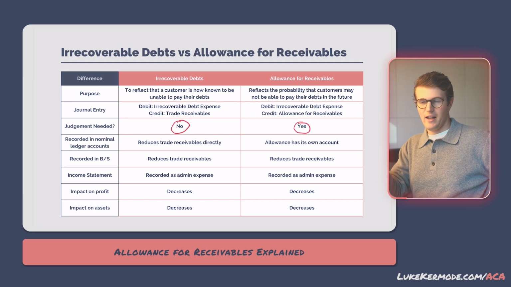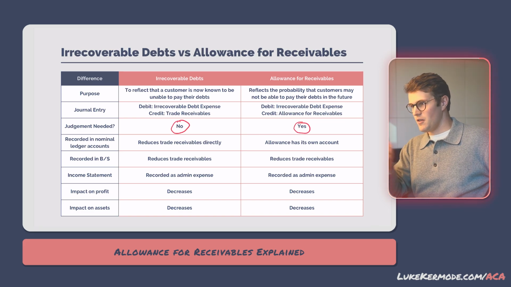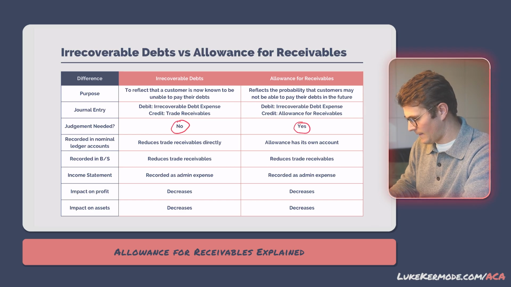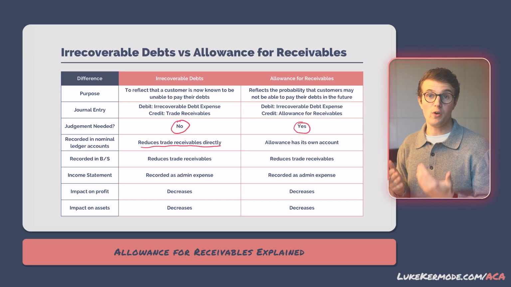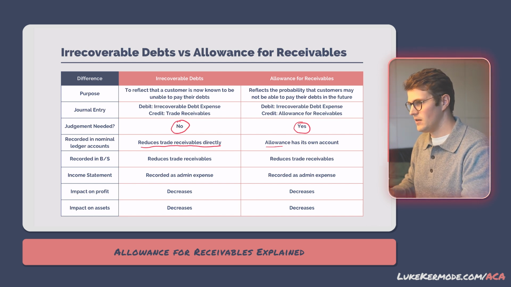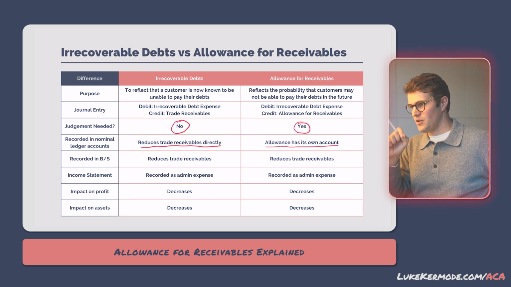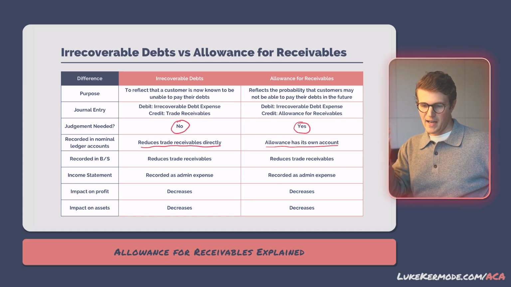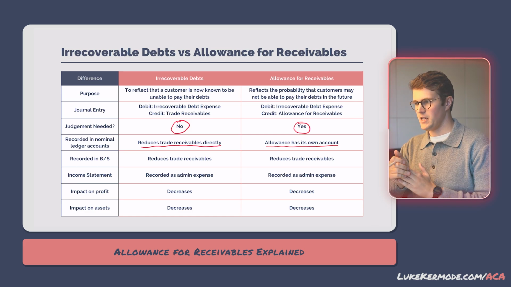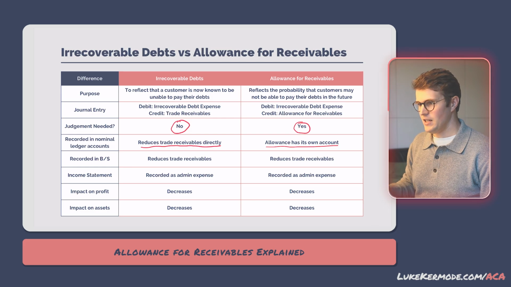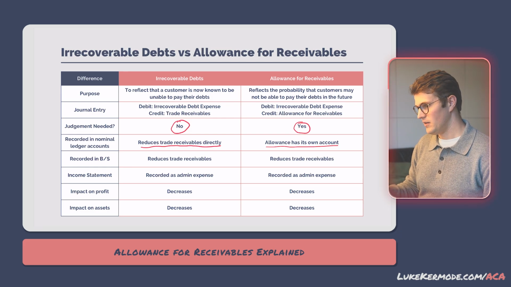So when we record an irrecoverable debt, we're reducing the receivables balance directly in the nominal ledger account. But when we record an allowance for receivables, we create a separate account, but the trade receivables balance on the balance sheet is always presented net of that allowance. In both cases, the income statement records an expense, but only the allowance requires careful judgment about the future. And both the irrecoverable debt and the allowance reduce net profit and total assets.